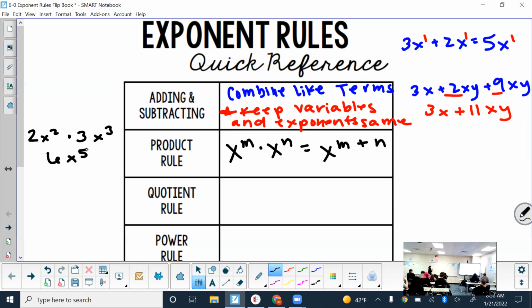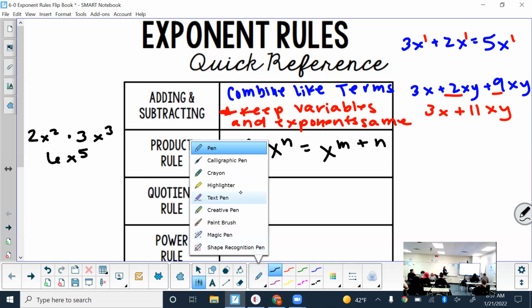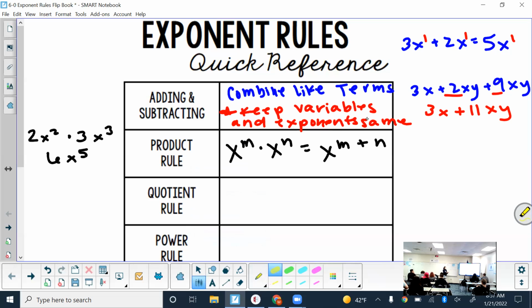All right. So questions on the product rule, and of course we'll do a ton more examples, but I'm just introducing. All right. So the product rule says that we add the exponents.